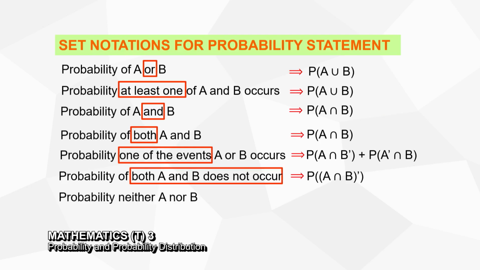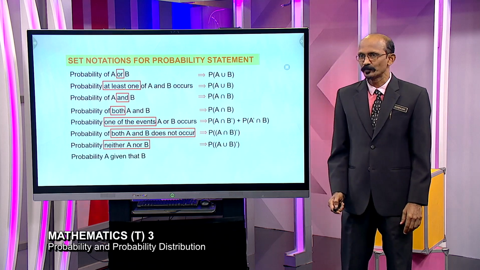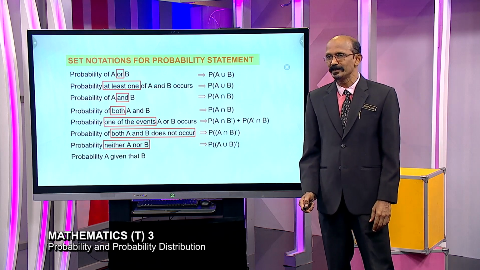Next one, neither nor. Neither nor means here very clear: A union B prime. So you can see the difference. Both A and B do not occur, and neither A nor B, are slightly different. Okay, the last one is probability A given that B.